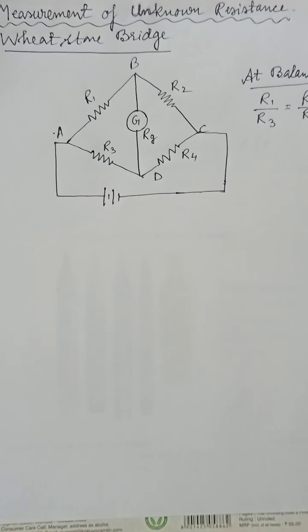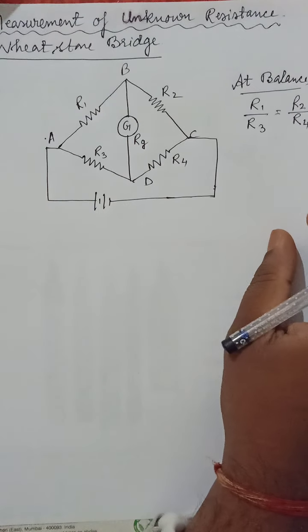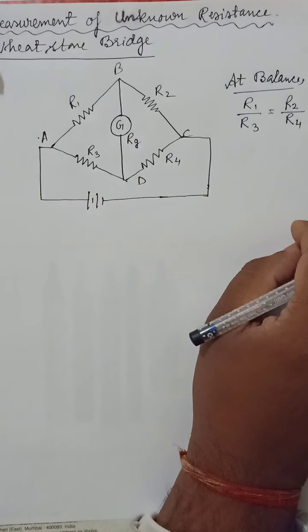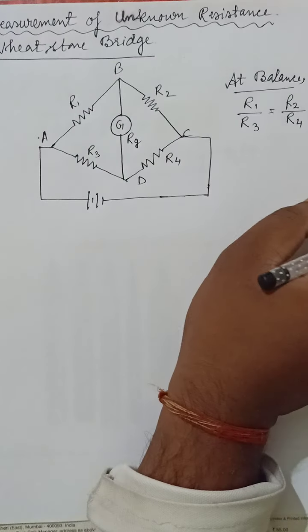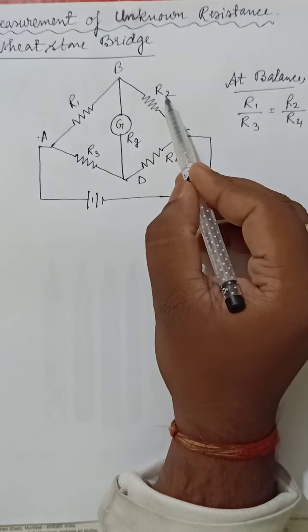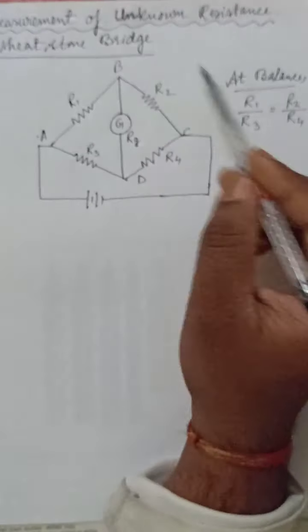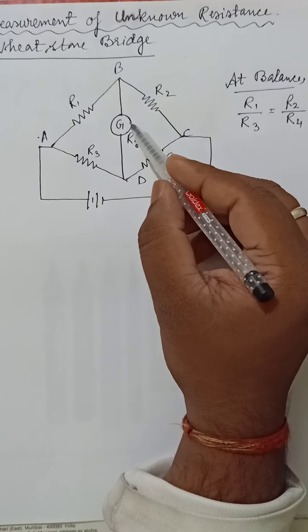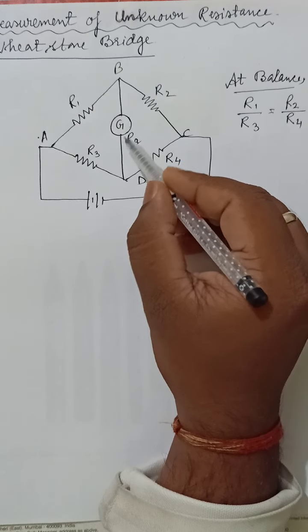Good morning students. Today we will discuss measurement of unknown resistance using Wheatstone bridge. This is the circuit diagram of a Wheatstone bridge. As you can see, there are four resistors R1, R2, R3 and R4 connected in the circuit as shown. This is the galvanometer and this Rg represents the resistance of the galvanometer.